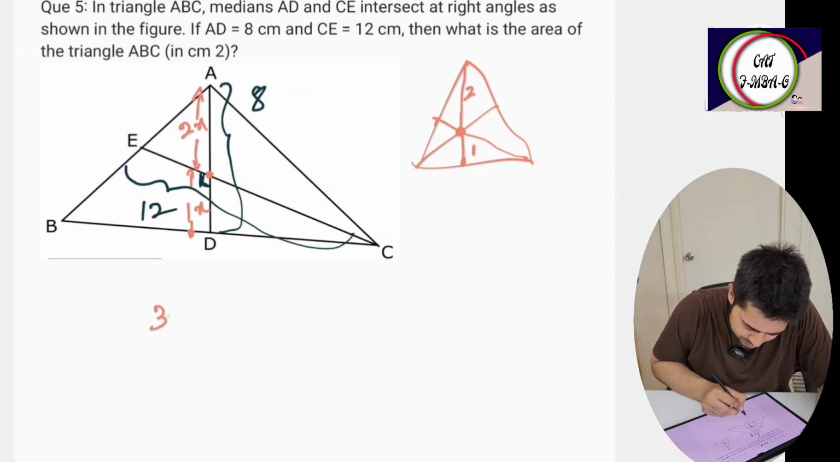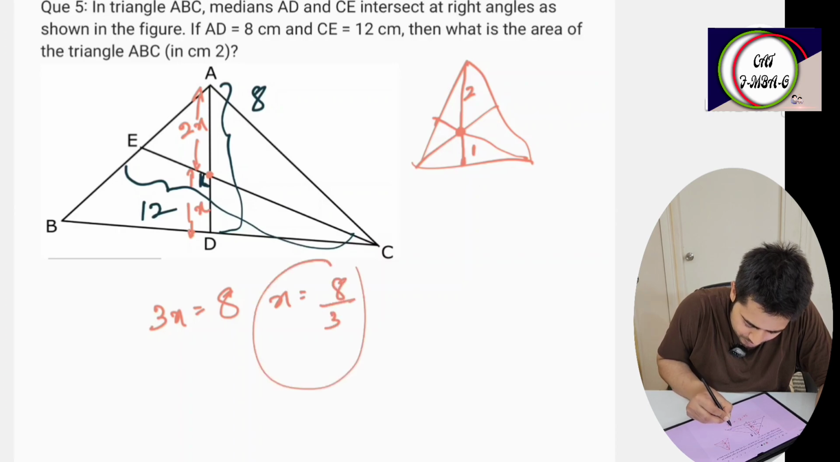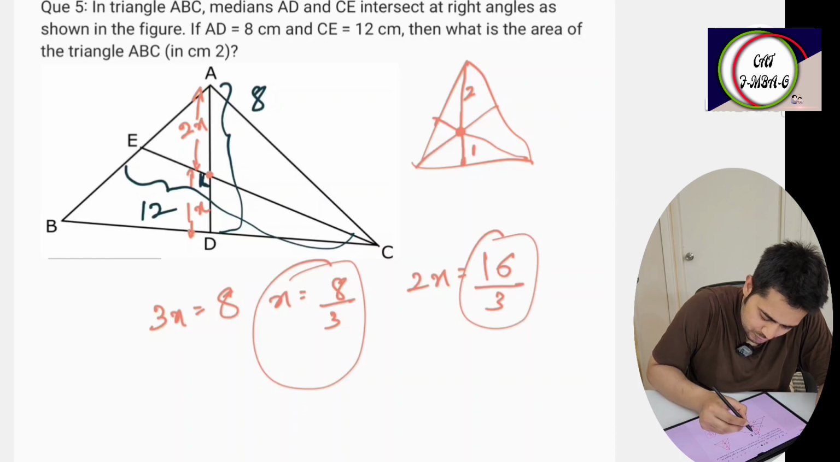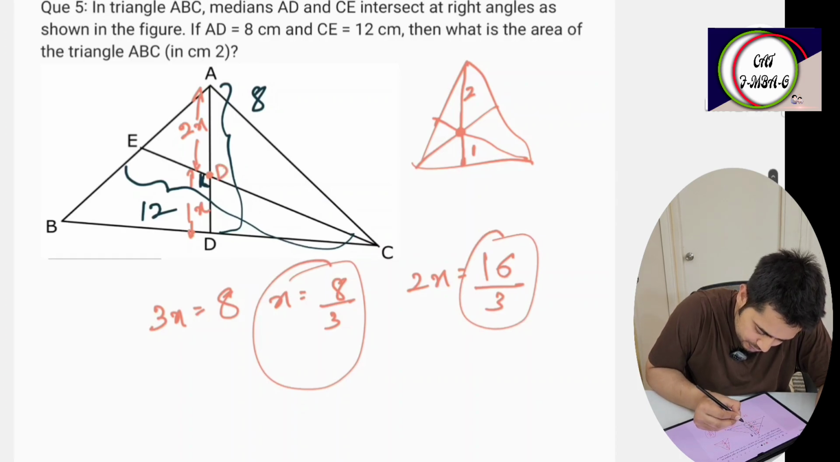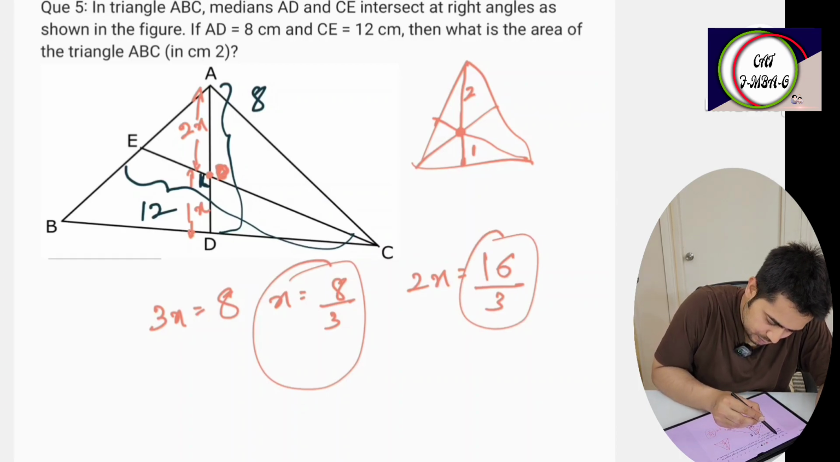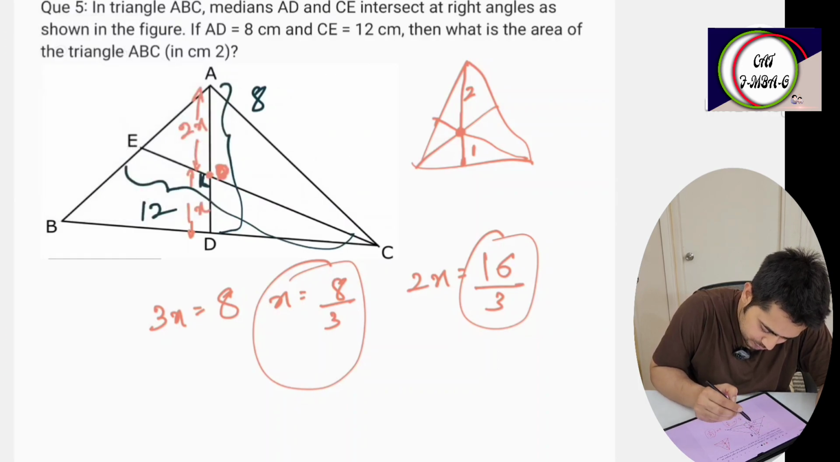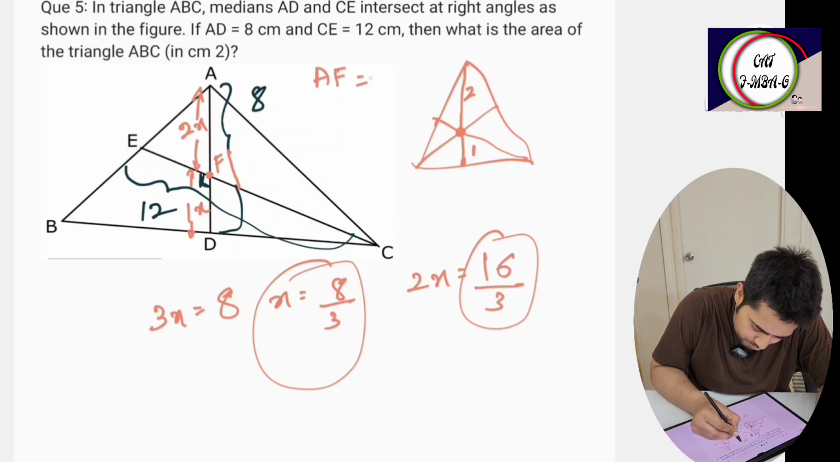So 2x plus 1x is 3x is equal to 8. X is equal to 8 by 3. So 2x is equal to 16 by 3. So let this point be D. Let this point be, let us say, F. So AF is equal to 2x is equal to 16 by 3.